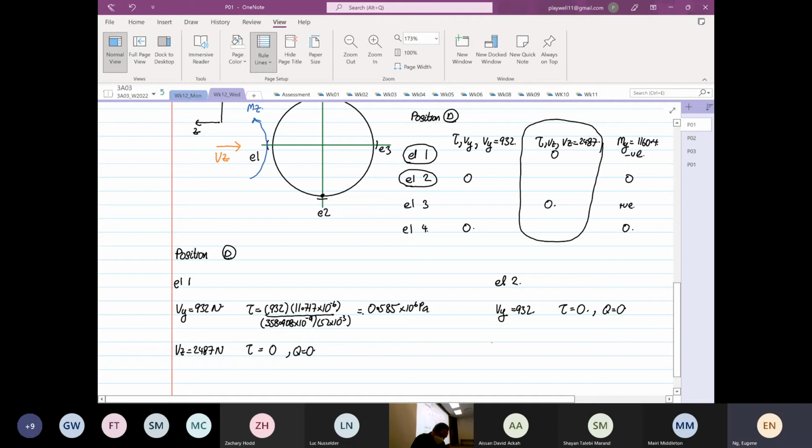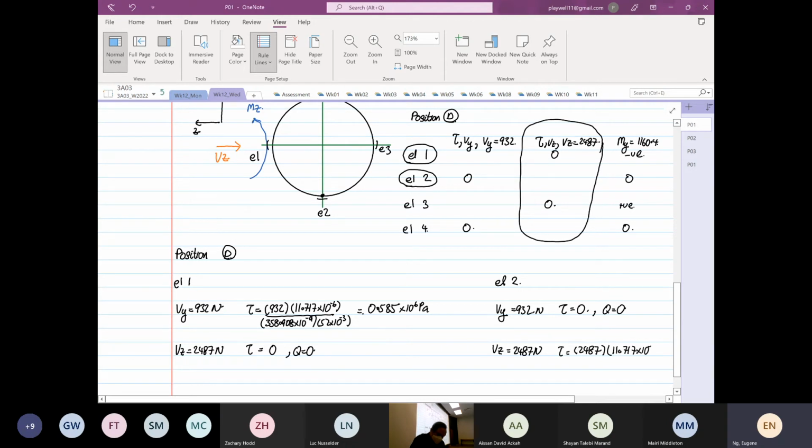But if we look at Vz on element 2, which is equal to 2487 Newton. Okay. So what we have is our shear stress is equal to 2487. Now this is a bigger value.